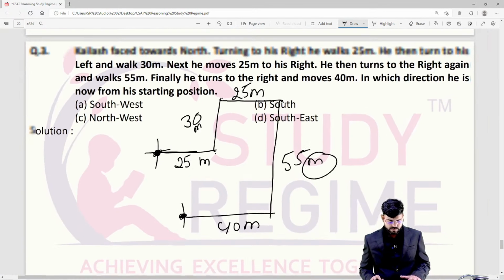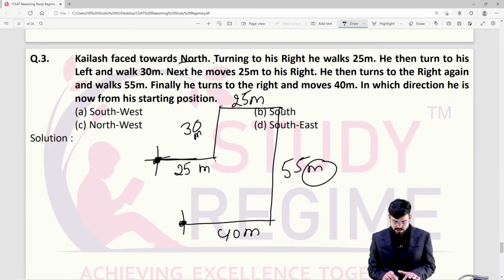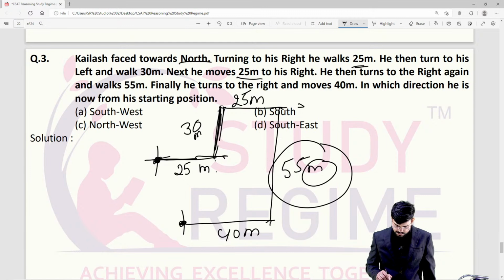Let us see once more. Kailash was facing towards north. He turned to his right and walked 25 meter. Okay, this is completed. Again he turned, this time he is facing this way. Now he will turn to his left and walk 30 meter. Then again he moves 25 meter to his right. He has covered 25 meter. Now he is facing this side. Now he turns to the right again and walks 55 meter. Now, when he is standing here, he finally turns to the right and moves 40 meter again.